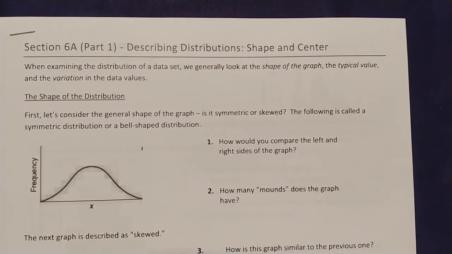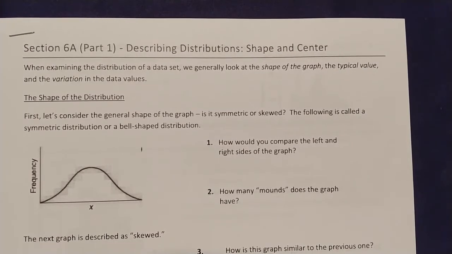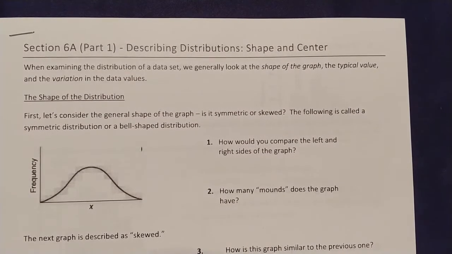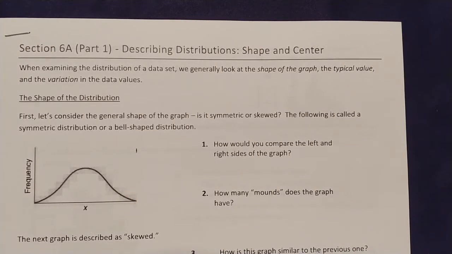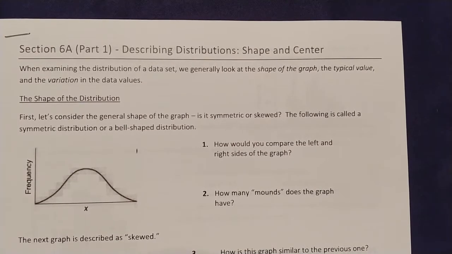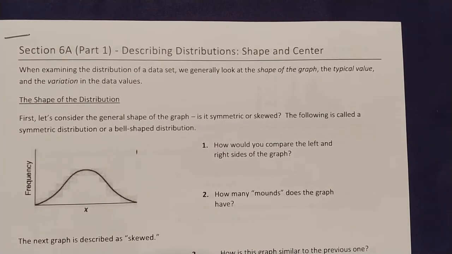This week we begin chapter six. And so chapter six has two sections. This is the first section, section A. In section A, we describe the distributions that a data set can make. We talk about the shape of it, we talk about the center of it. And then we also talk about what's called the measures of central tendency. And those are mean, median, mode, and range.